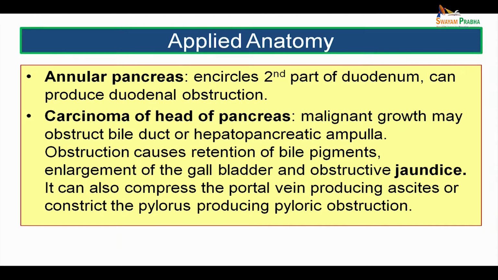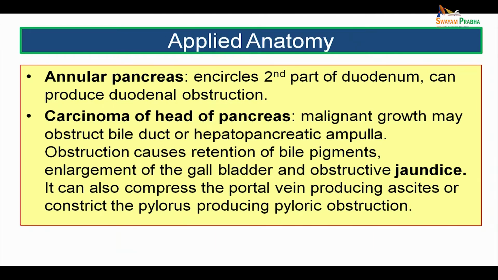Annular pancreas. This is when the part of the head of the pancreas splits into two parts, encircling the second part of the duodenum completely, and this at times can give rise to duodenal obstruction. So, a bifid mass of tissue encircling the second part of the duodenum from anterior as well as posterior aspects is called an annular pancreas, which can produce duodenal obstruction. It is a developmental anomaly.